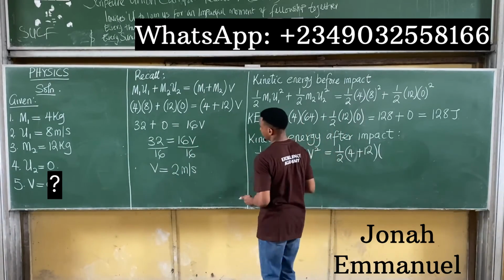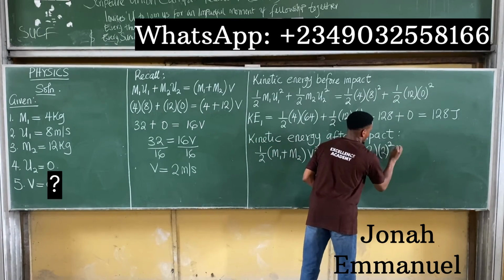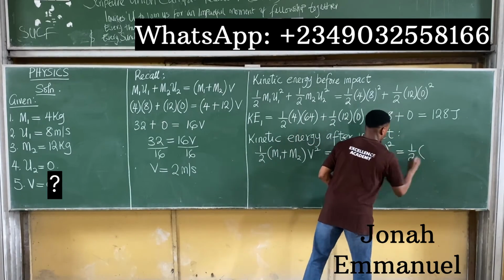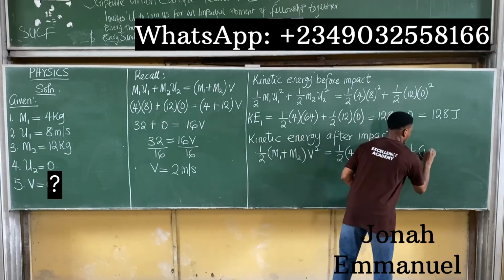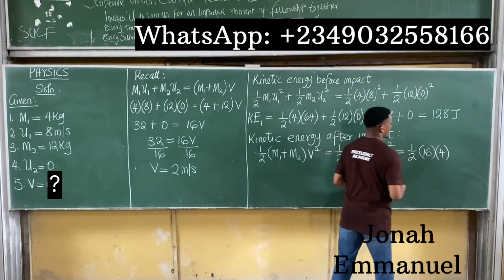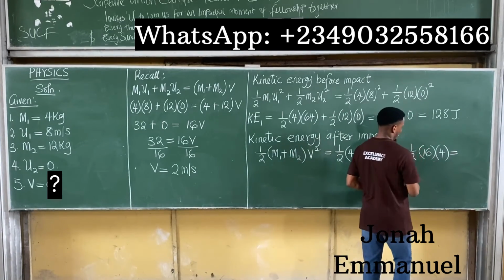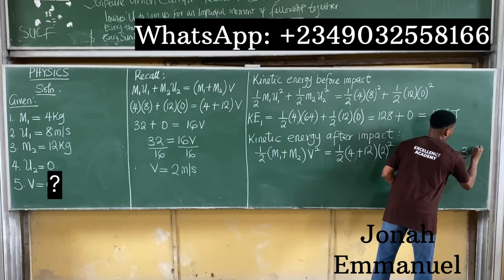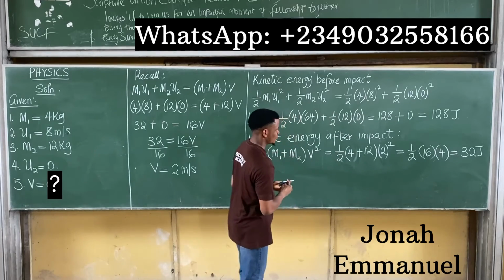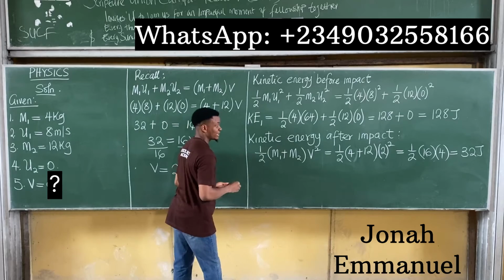Half into V squared. V is 2, that becomes 2 squared. And that's equal to half into 4 plus 12, which is 16, into 2 squared, which is 4. If I get this done, this will be equal to 32 joules. So half of 16 is 8 times 4, that's 32. If this is true, that means we have to find the loss in kinetic energy.